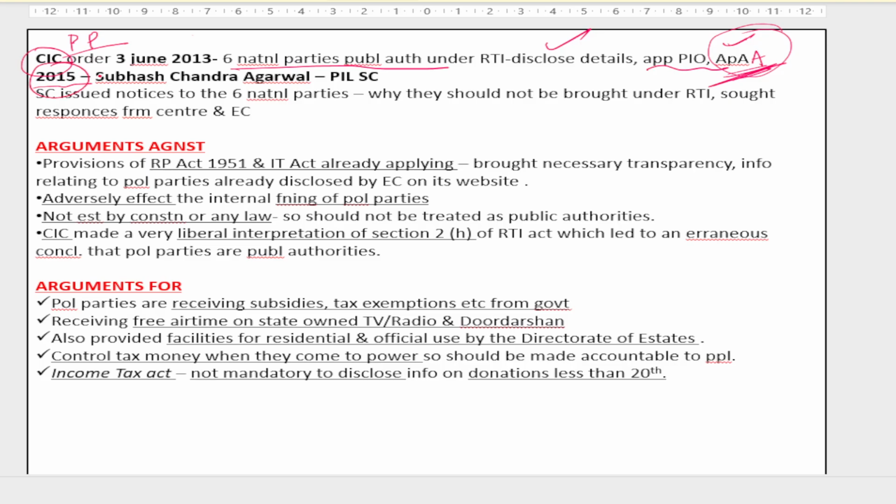Then in 2015, there was the Subhash Chandra Agarwal case. Subhash Chandra Agarwal filed a PIL in the Supreme Court seeking to bring political parties under the RTI Act, seeking disclosure of information by political parties. In response to this PIL, the Supreme Court issued notices to the 6 national parties regarding why they should not be brought under the RTI Act. And the Supreme Court also sought responses from the Centre and from the Election Commission.